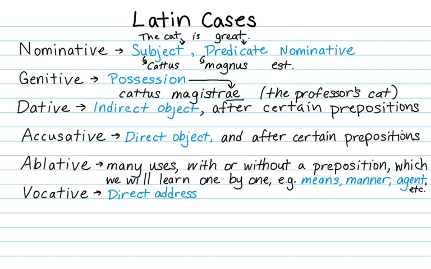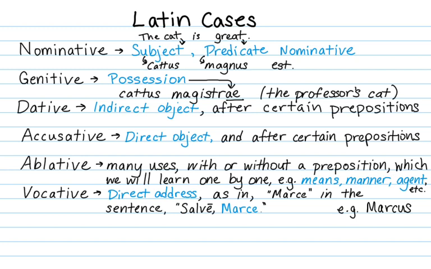The vocative is only used when you're speaking to someone directly and calling them by name. So if you want to talk to your friend Marcus, you have to change the ending of his name when talking to him directly, which is a short E. So you say, "Hi, Marce," which in Latin is "Salve, Marce." The short E is what you use when you want to talk to him directly.